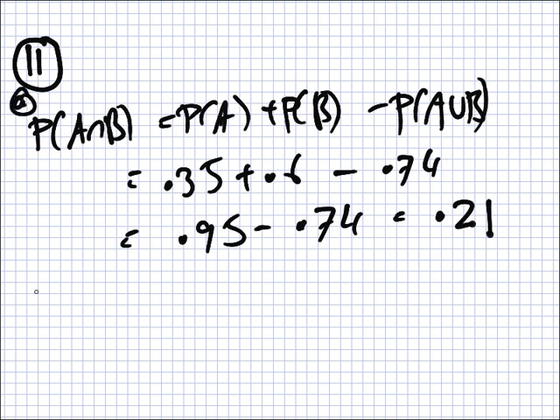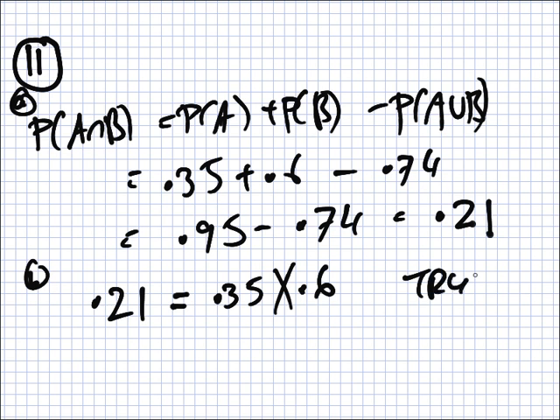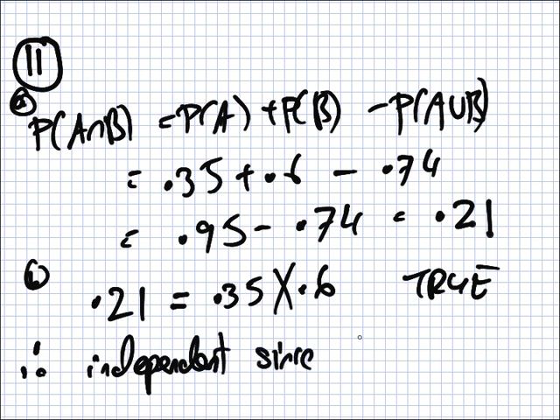Fine. Are A and B independent? Well, does 0.21 equal 0.35 times 0.6? Yeah, it does. This is true. Therefore, independent, since P(A and B) equals P(A) times P(B).